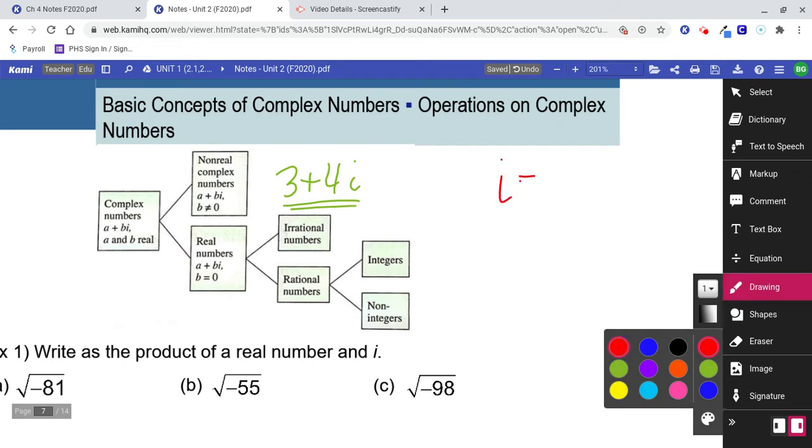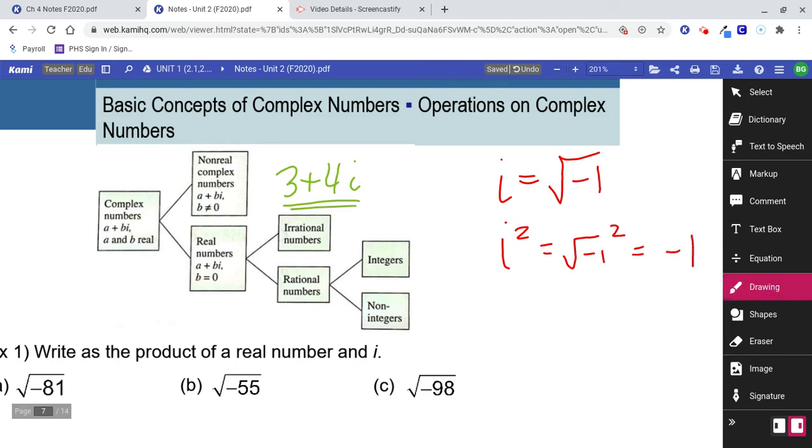i is defined as the square root of -1. So we've always talked about how there's no such thing as a square root of a negative number. This is going to be our way around that. If you think about i squared, it is going to be useful a lot of the times. If we took that square root of -1 and squared it, square root squared, you're going to get -1. So something I want you to memorize here, make sure and memorize that i squared equals -1. That will be very useful to you.